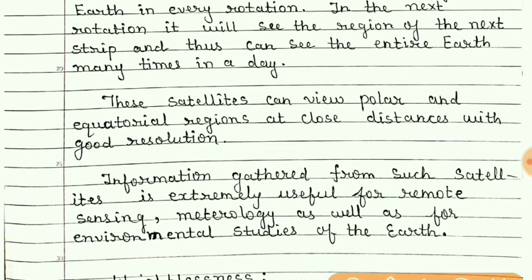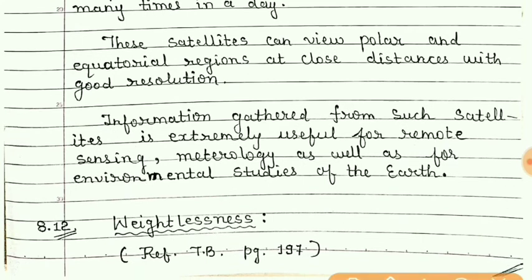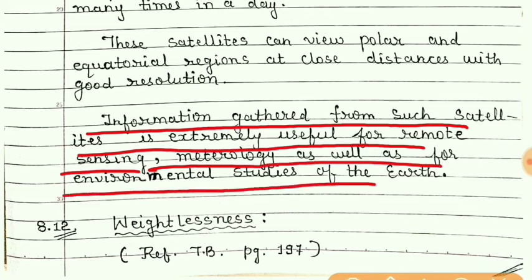Now these satellites can view polar and equatorial regions at close distances with good resolution. As I said, they are quite close to the earth's surface, so they can easily take pictures of the whole earth. Now information gathered from such satellites is extremely useful for remote sensing, meteorology, as well as for environmental study of the earth.